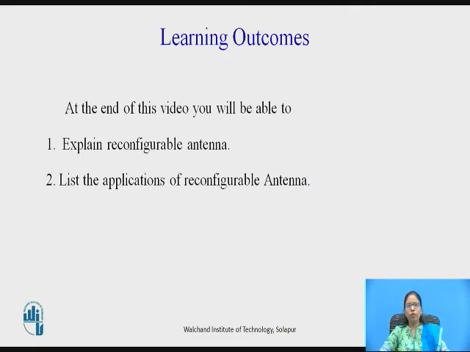At the end of the video, you will be able to explain reconfigurable antenna. You will be able to list the applications of reconfigurable antennas.